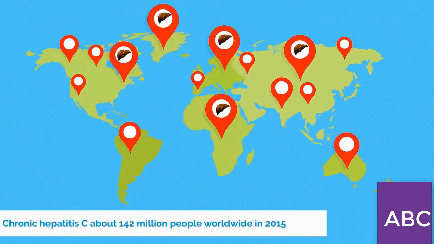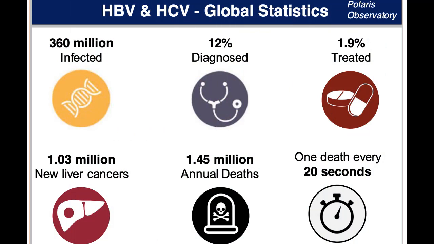According to the global statistics for hepatitis B and C viruses, the global burden is estimated to be around 360 million infected people. Out of this 360 million, 12% was diagnosed and 1.9% received treatment accordingly. However, there are slightly above 1 million new liver cancer cases, and we also have over 1.4 million annual deaths, and out of this, there is one death every 20 seconds.